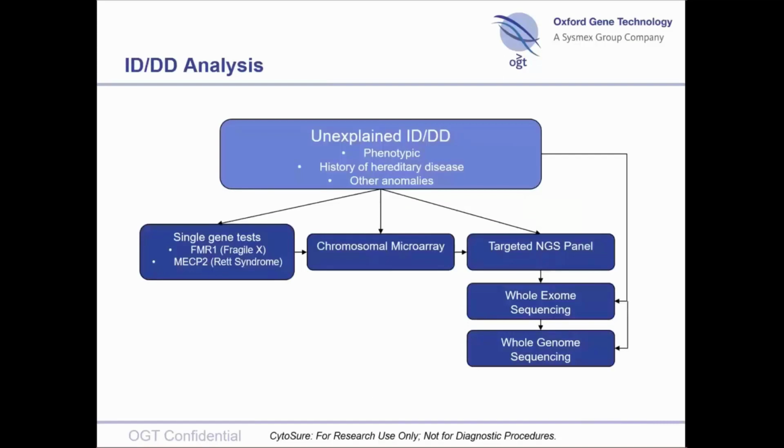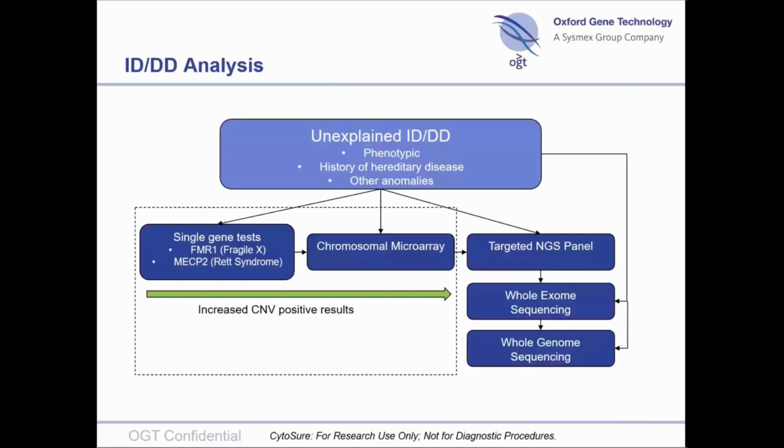Research into IDDD tends to use a range of different tests depending on suspected disease type and information required for your study. If you're interested in CNV analysis, you can have single gene tests using technologies like FISH or PCR, where you use a single gene test to look at a particular known disease type. For instance, Fragile X or Rett syndrome.